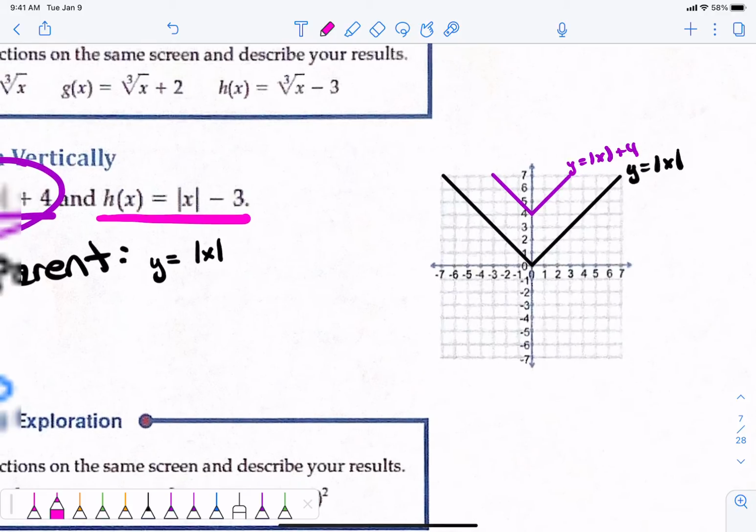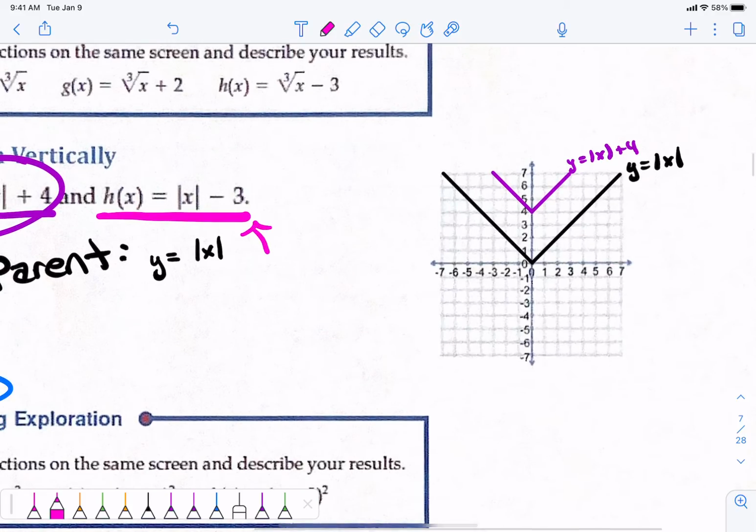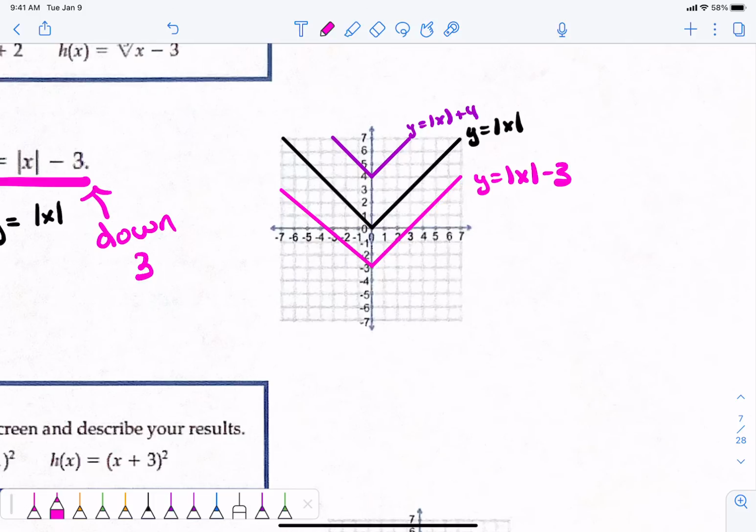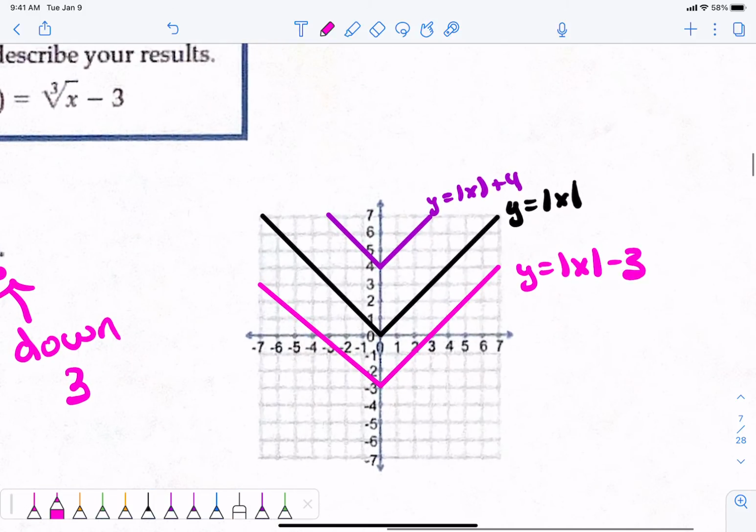The other one is the absolute value of x minus 3, and that is moving it how? Down 3. Okay, so we're going to start at negative 3 instead. Go up 1 over 1, up 1 over 1, or up 1 over 1 this way. And this is y equals the absolute value of x minus 3. Okay, so it's the same thing. They're all those absolute value functions, just moved up and down. Happy with that? Make sense? Good? All right.